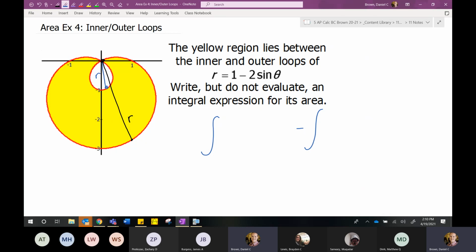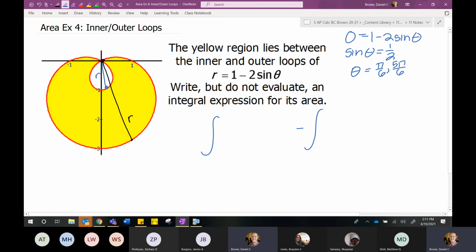Again, why we're doing this: it's going to tell us where it crosses the pole, which is potentially the place where the r value is going to switch from negative to positive, where the inside loop and the outer loop are going to switch places. So solving this, you're going to get sine of theta equal to 1/2. So then theta, when is sine equal to 1/2? Pi over 6, 5 pi over 6, and all the coterminal angles of those.